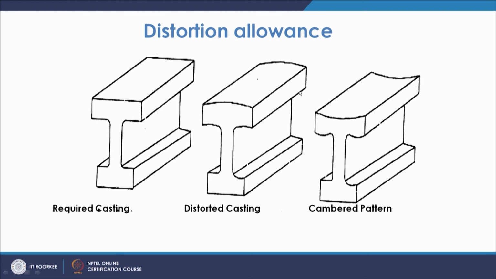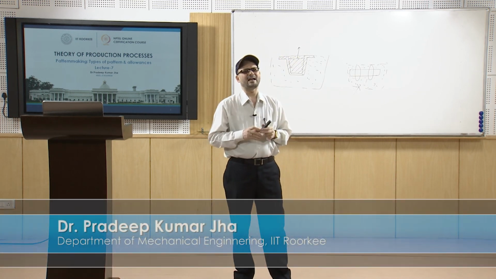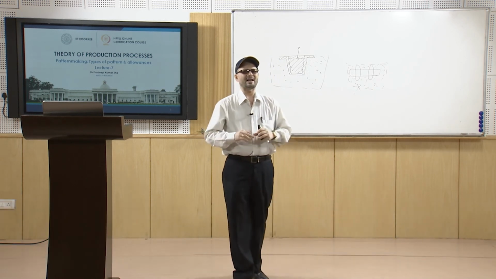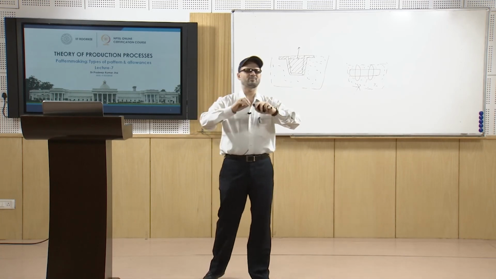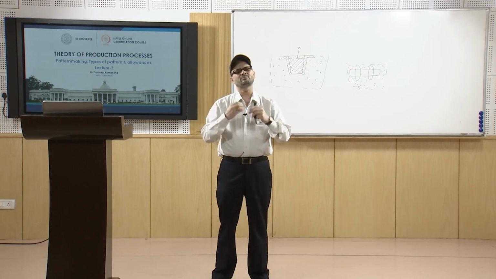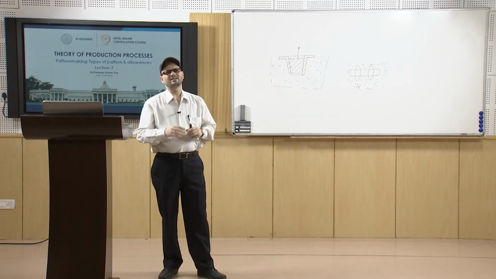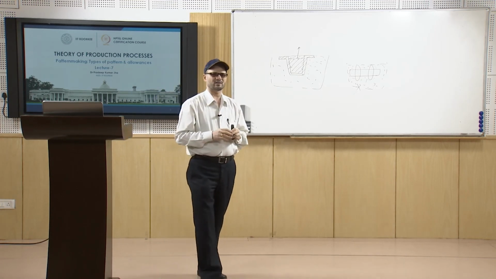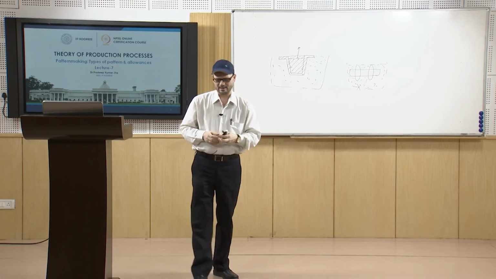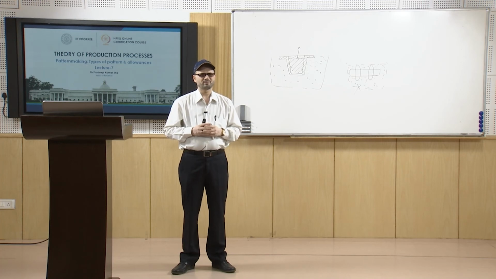So, these are the different kinds of allowances which we provide on the pattern. These allowances give you that liberty: in the case of machining allowance, even if you have certain burrs, imperfections or discontinuities on the surface, you can remove them, and then be sure that you are getting the final casting of the requisite dimension. So, this is about the different kinds of allowances which are used in the practice of pattern making. Thank you very much.